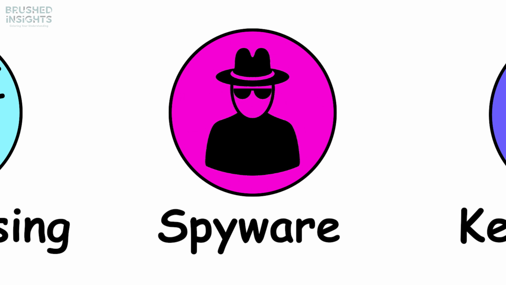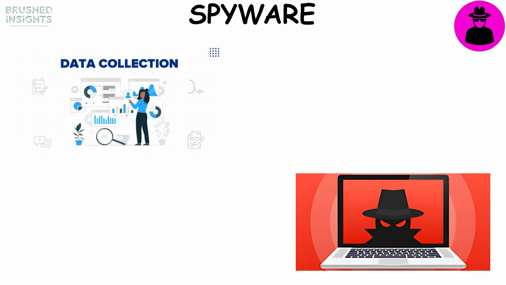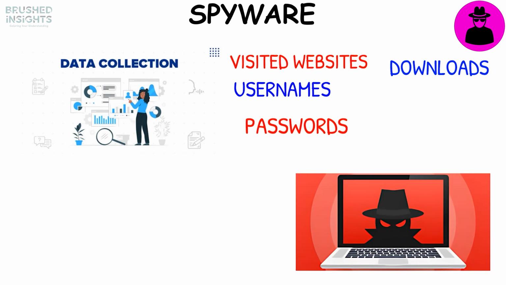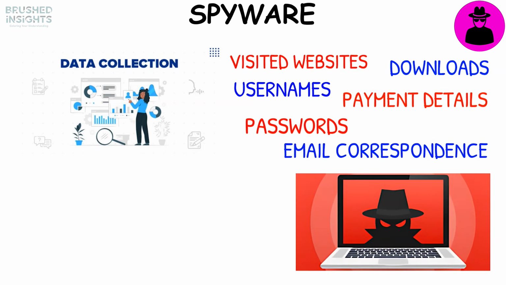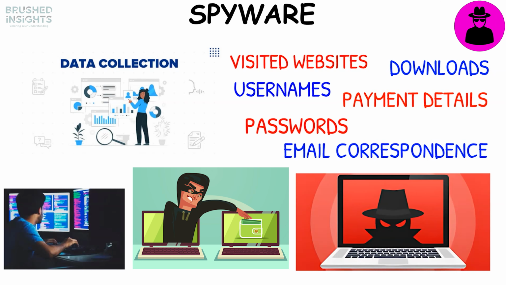Spyware. This form of malware infiltrates your computer covertly, collecting sensitive data about your online activities, including visited websites, downloads, usernames, passwords, payment details, and email correspondence. Subsequently, this harvested information is typically transmitted to a cyber criminal, who may exploit it for various purposes such as selling or using it illicitly.